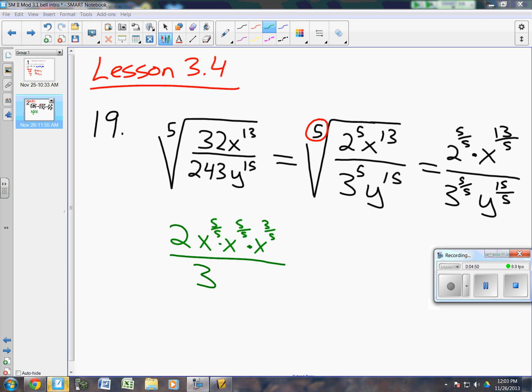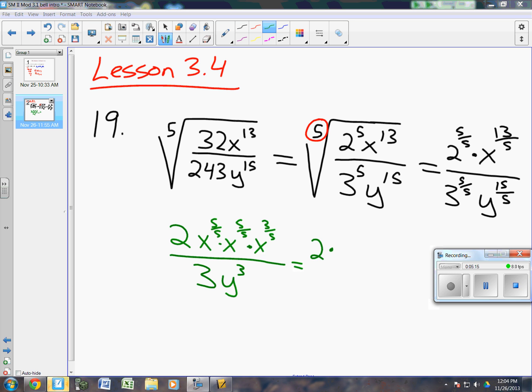Now how many times does 5 go into 15? So what could I simplify that to be? Y to the third. Now, I wrote the whole top out. I could have done this without writing the whole top out, but x to the 5/5 is just x to the 1, right? So it's x times x times x to the 3/5. How can I simplify that?